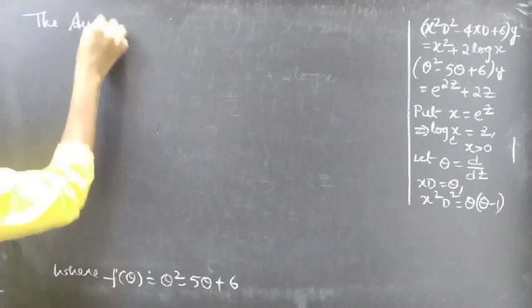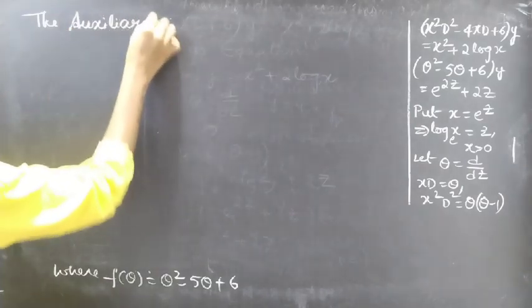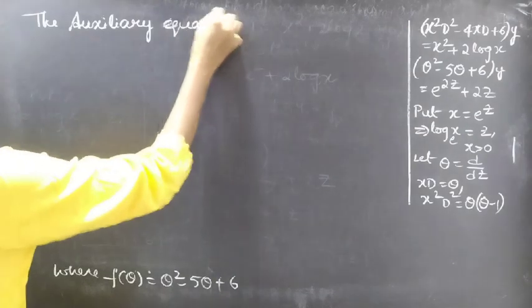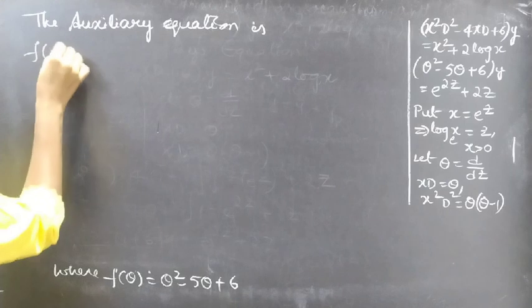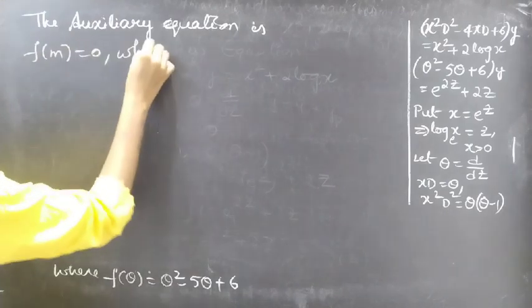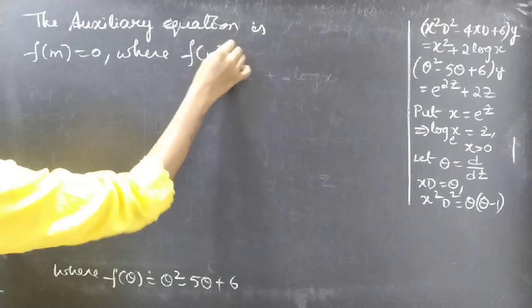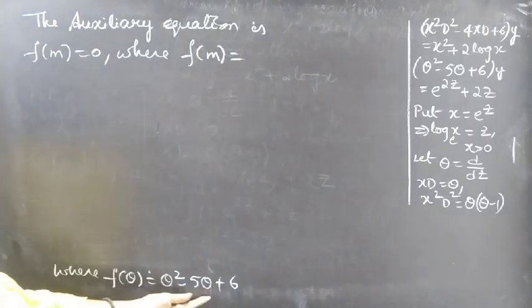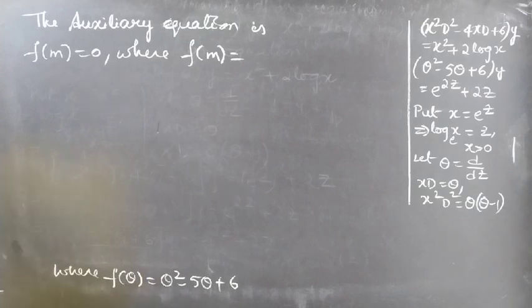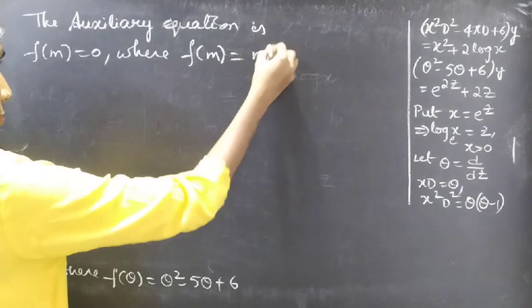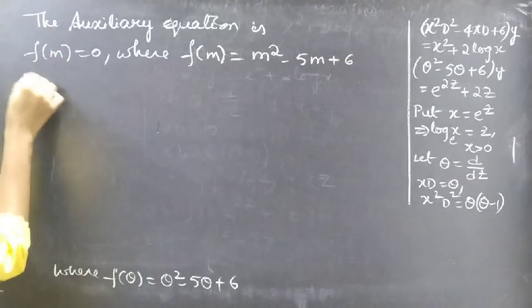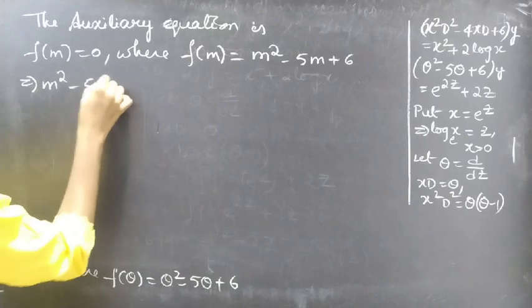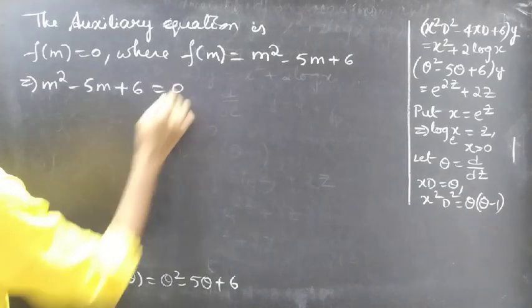The auxiliary equation is f(m) = 0, where f(θ) = θ² − 5θ + 6. Let's replace the differential operator θ by m, so that we get f(m) = m² − 5m + 6. Then our auxiliary equation becomes m² − 5m + 6 = 0.